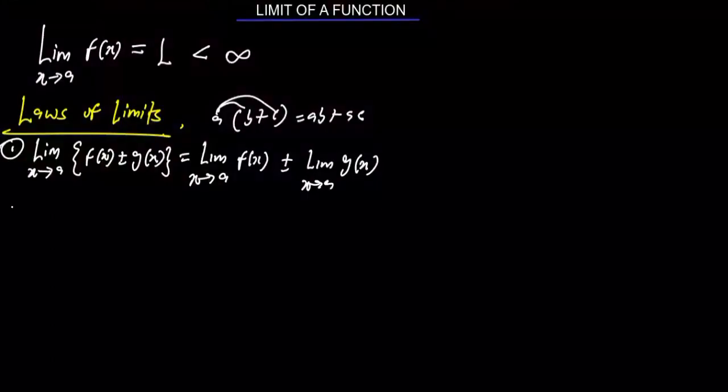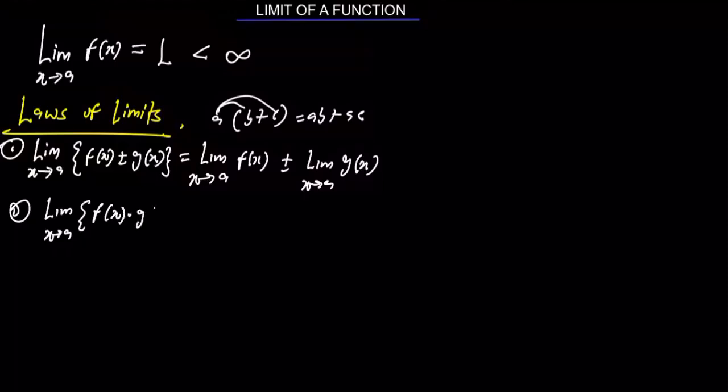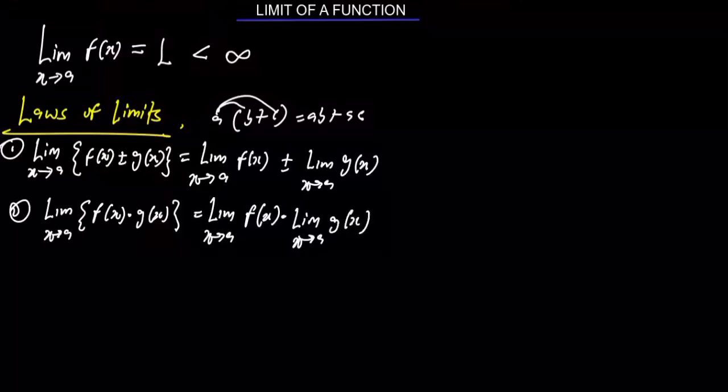Also, the second one is this. If I have the limit as x tends to a, in this case now, it is not sum but multiplication. For example, like this, f of x multiplying g of x. What will you have? This limit can be separated for these two. That is, you have the limit as x tends to a of f of x times the limit as x tends to a of g of x. As simple as that.